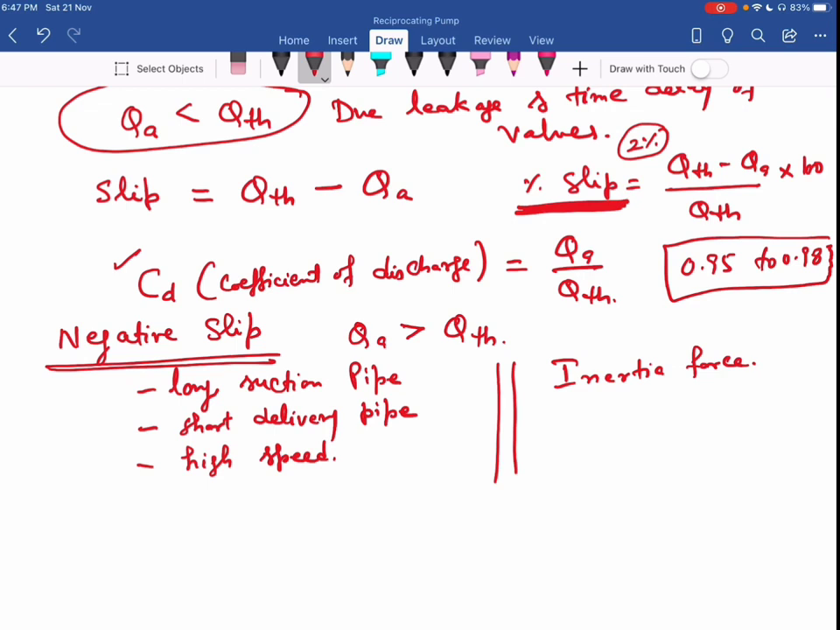So some of the water is pushed into the delivery pipe before the actual delivery stroke started. This way, the actual discharge becomes more than the theoretical discharge. Or you can say, when this happens, my CD is now greater than 1 and slip becomes negative.